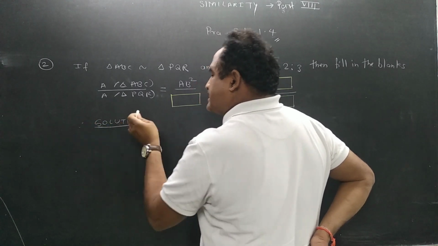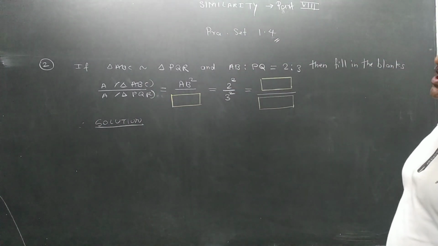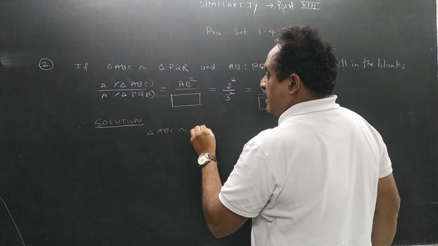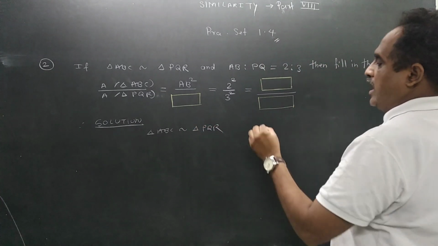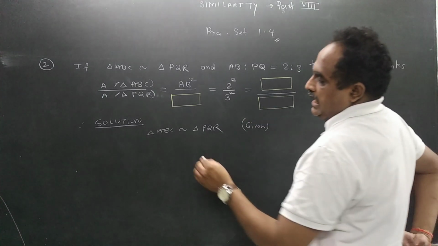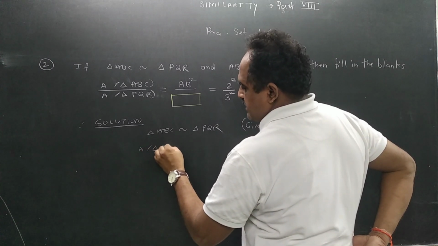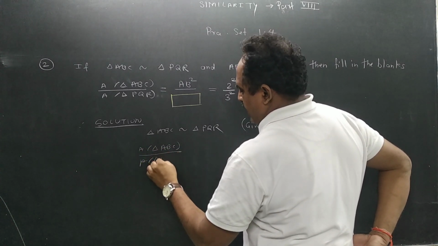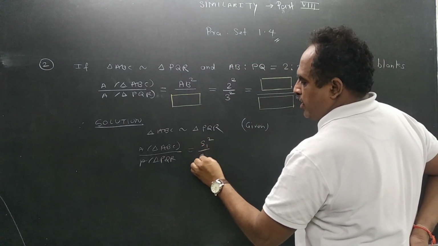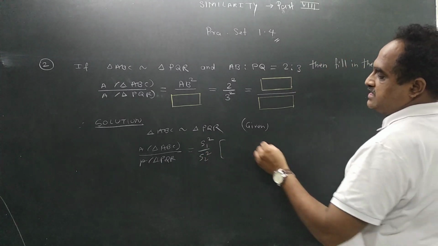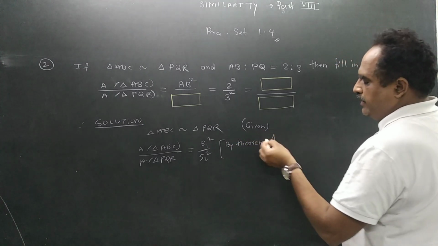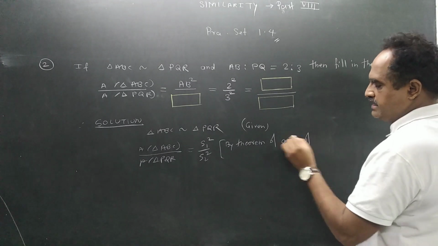In our board exam we have to write like this, and later fill in the blanks. So what will we do in the solution? These two triangles are given, so triangle ABC is similar to triangle PQR. We are going to write given. Then area of triangle ABC upon area of triangle PQR is equal to S1 square upon S2 square, and we are going to write the reason: by theorem on areas of similar triangles.